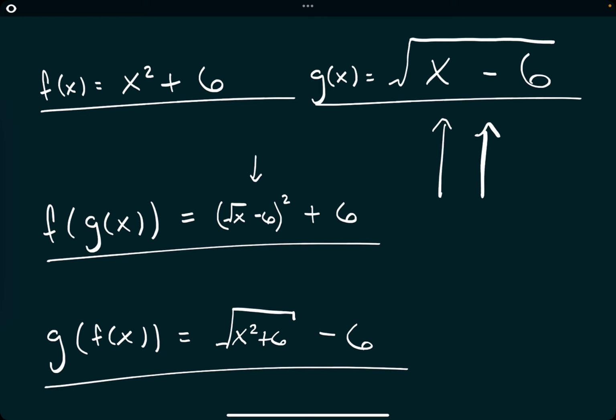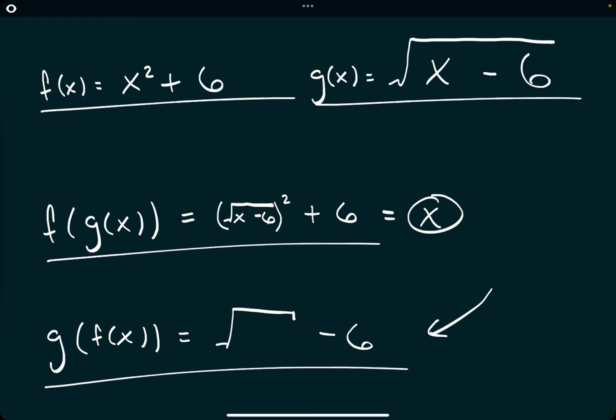Right here where we plugged in g of x, we would now have square root of x minus 6, the whole thing squared. So if we started to simplify this, this square with the square root would cancel each other out. We would just be left with the x minus 6 that's on the inside. We would add that other 6 back. We'd cancel the 6's and just be left with x.